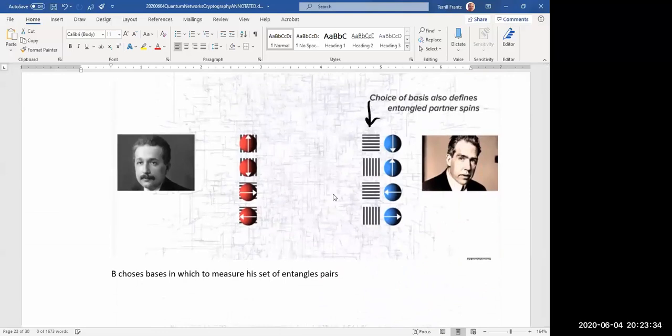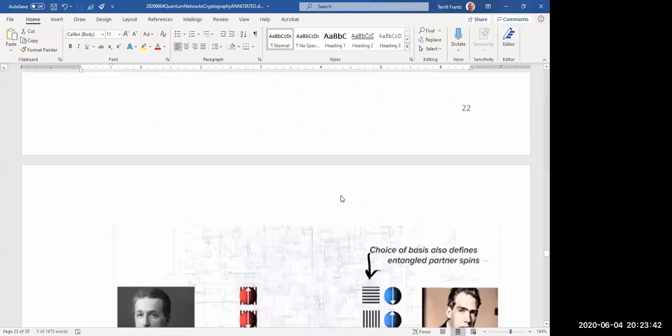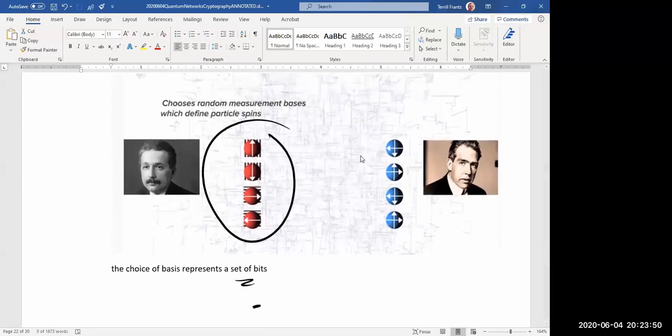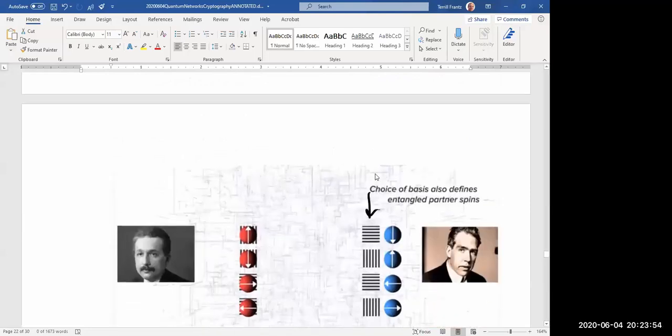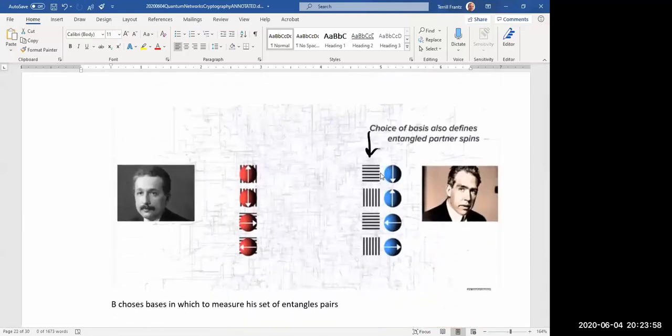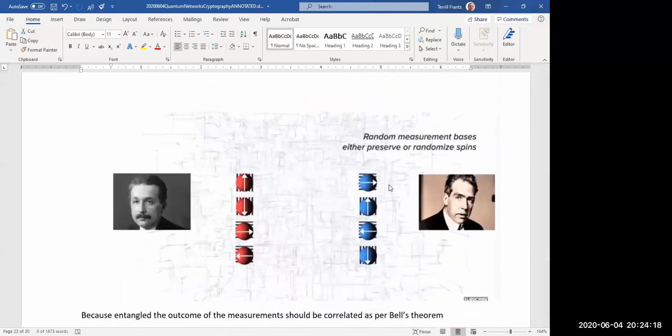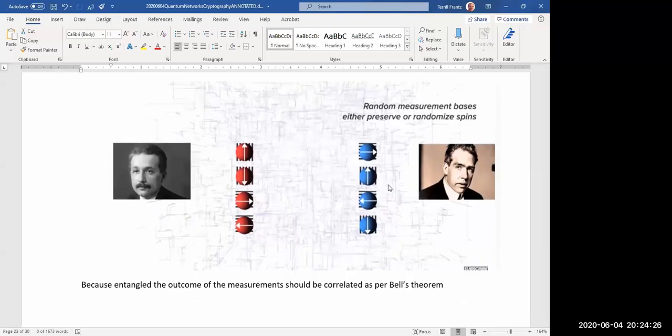Then B randomly chooses some bases in which to measure the entangled pairs. But because A measured one half of the pair, this side of the pair now takes a particular orientation. And B doesn't know this orientation yet, and measures the orientation and gets these results here, because B's using this orientation.